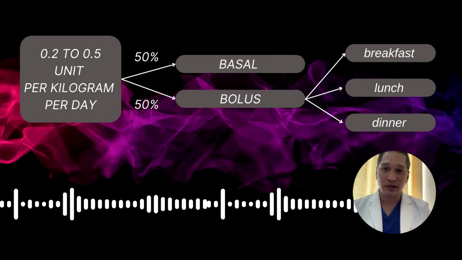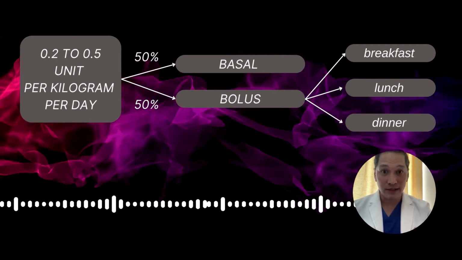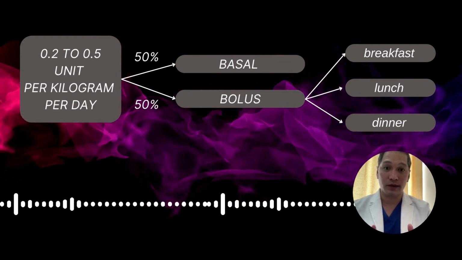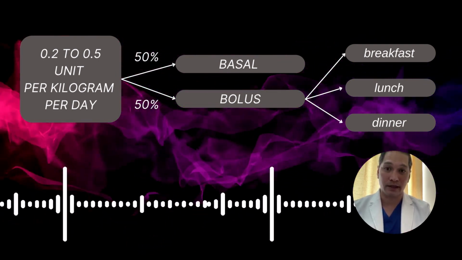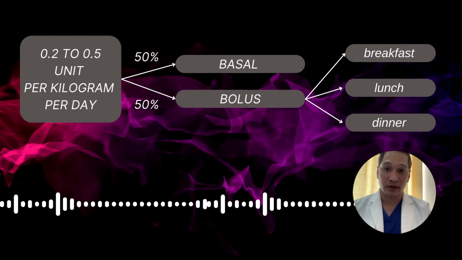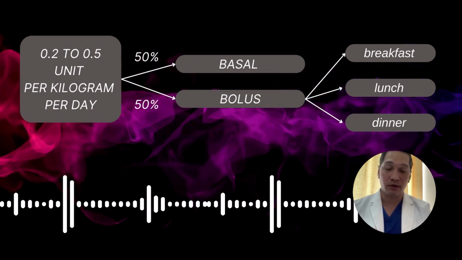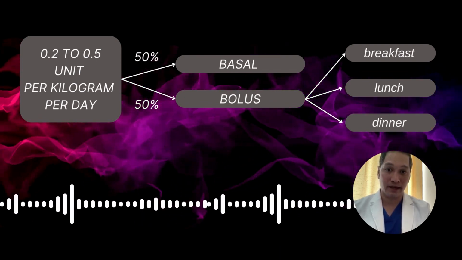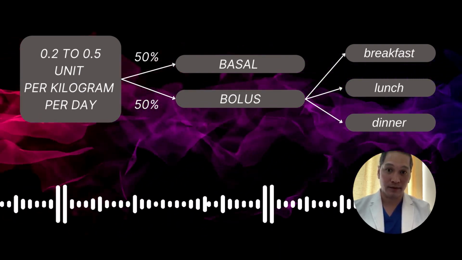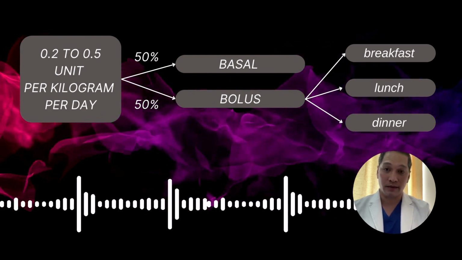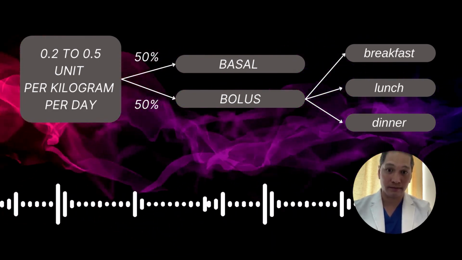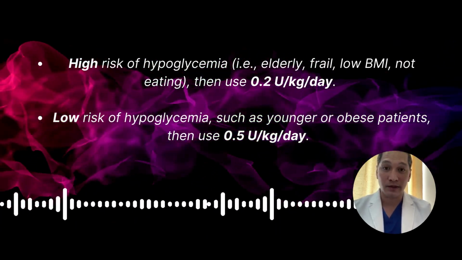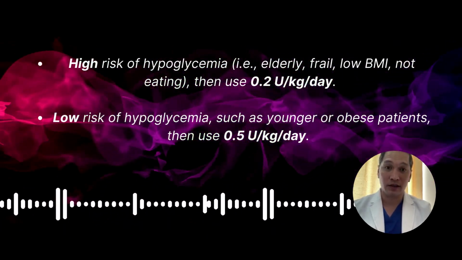How much insulin should we order? If a patient is not on insulin at home and we have to discontinue the patient's outpatient oral diabetic medications, we use the formula 0.2 to 0.5 units per kilogram per day. Divide by half for the basal dosing and mealtime dosing, which is then divided into 3 for breakfast, lunch, and dinner.